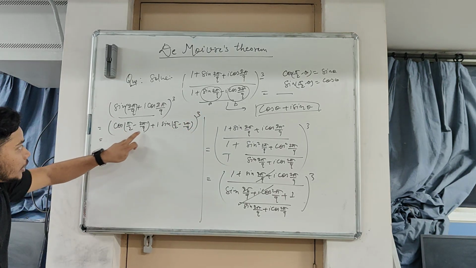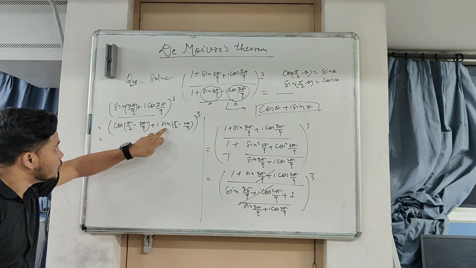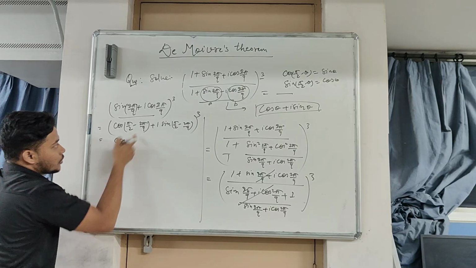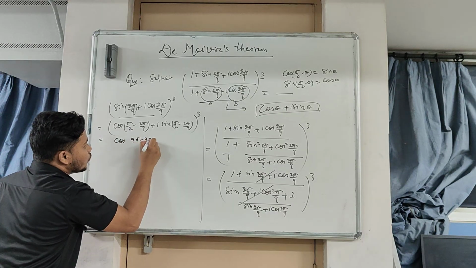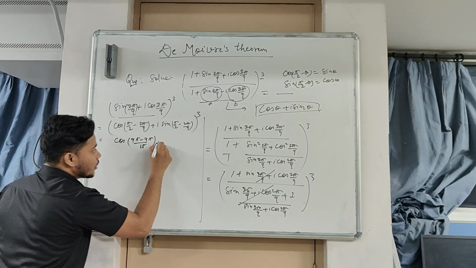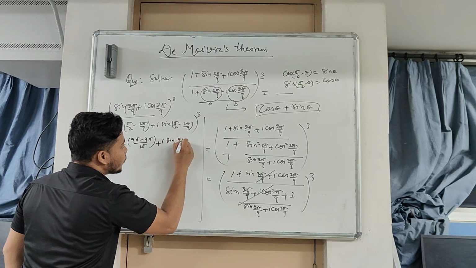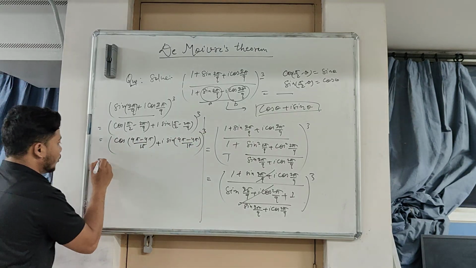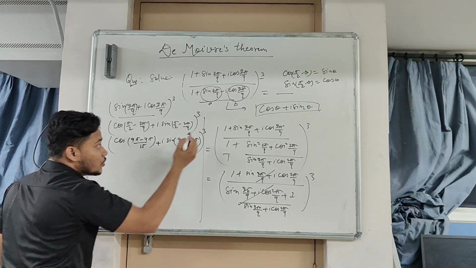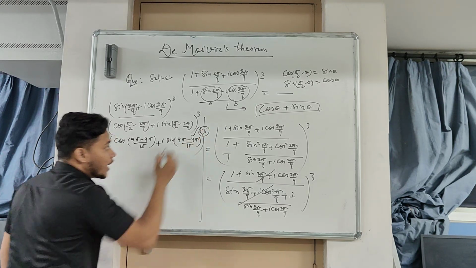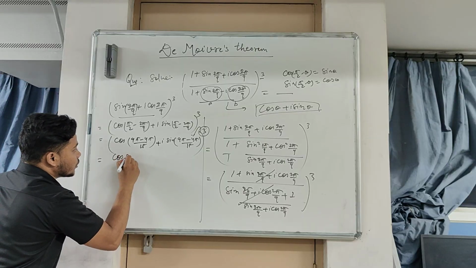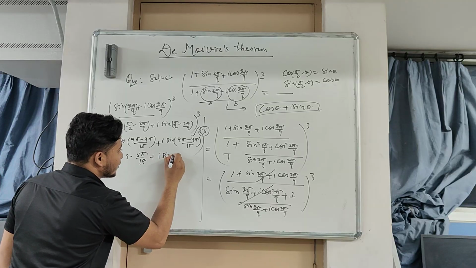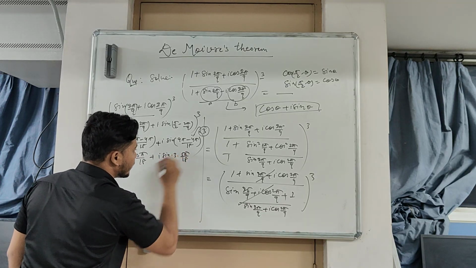See, cos of (pi by 2 minus theta) is sin theta and sin of (pi by 2 minus theta) is cos theta. Now this is equal to cos, solving it, (9 pi minus 4 pi) by 18, right? Plus iota sin (9 pi minus 4 pi) by 18, and whole cube. Now we can use de Moivre's theorem here. So what should we do? Just multiply the power with the angle. So we get cos 3 into 5 pi by 18 plus iota sin 3 into 5 pi by 18, right?